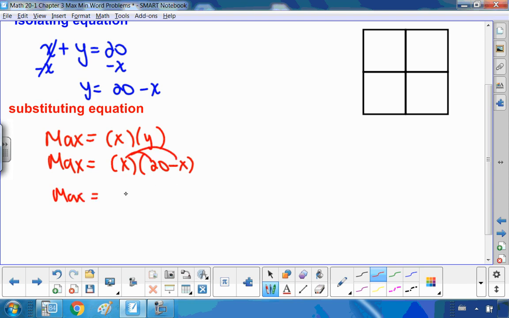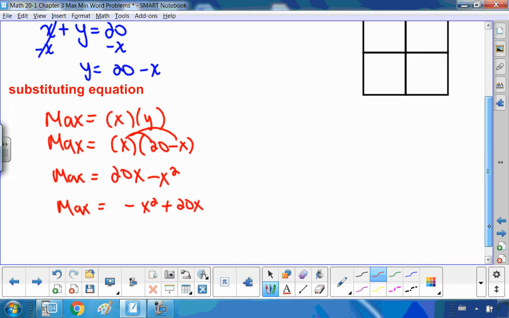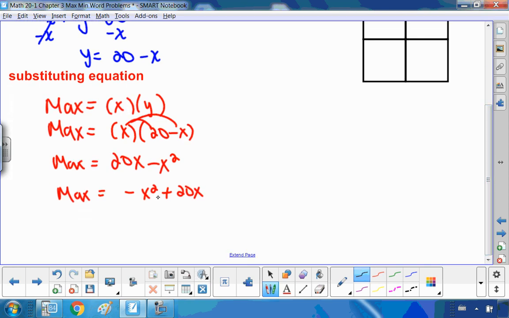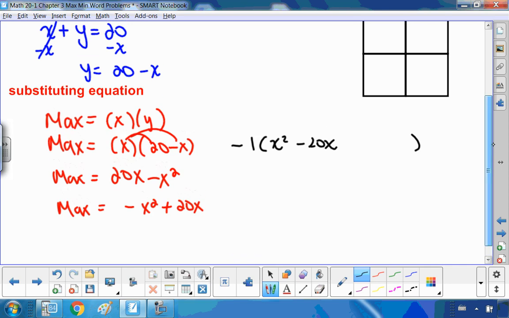So before I can do that, let's get rid of my brackets. X times 20, x times x squared, or I'll rewrite it as negative x squared plus 20x. So now I'm going to complete the square there to find my maximum product. So looking at this here, I'm going to take out the number in front, which is a negative 1, and I'm left with x squared minus 20x. So I'm going to complete the square for that.